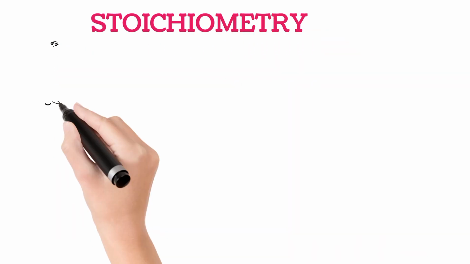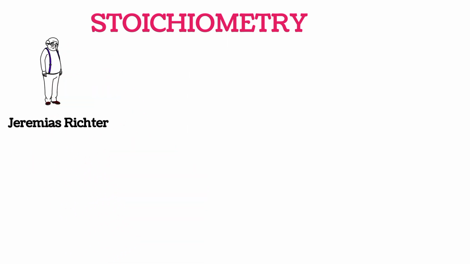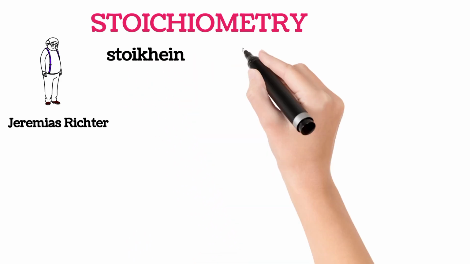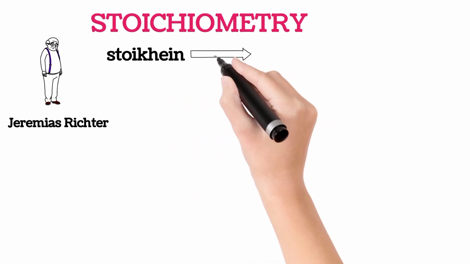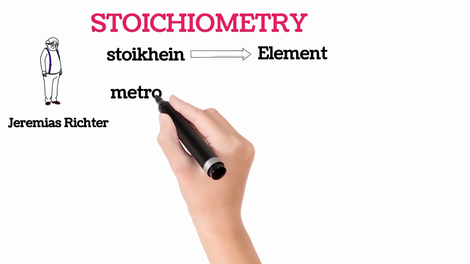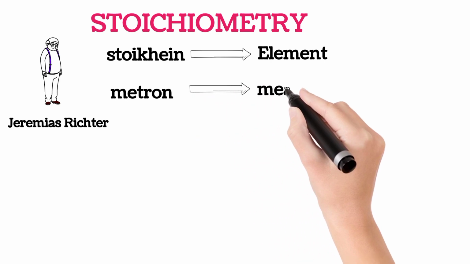Let me teach you the concept of stoichiometry. The word stoichiometry was first used by a German chemist called Jeremias Richter. It is derived from two words, stoichion, which means elements, and metron, which means measure.